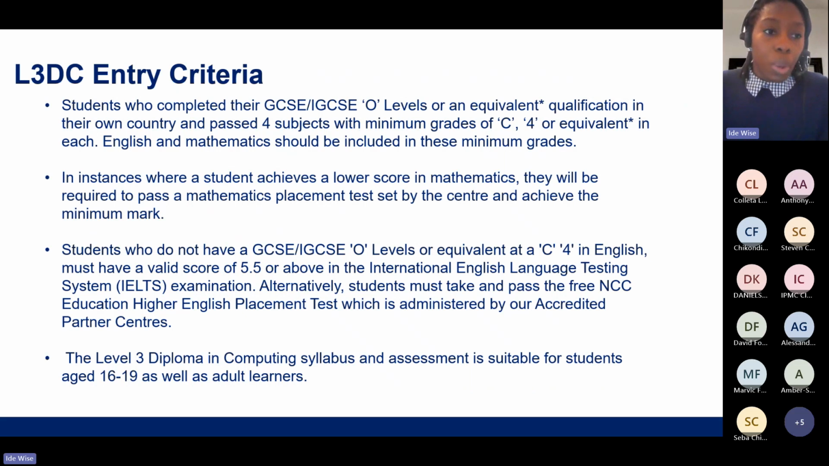In terms of entry requirements, for the level 3 diploma in computing, as I mentioned before, it's a bridging qualification between completing high school and beginning university. What high school completion looks like is different in different countries. So we have created a benchmark. The benchmark for that is that students would need to have 4 subjects passed at GCSE level. That's GCSE, IGCSE, or O level, or equivalent.